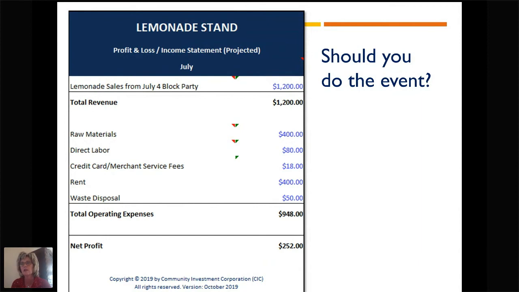So now we can look at the numbers. We had sales. We're going to estimate sales of $1,200. And then we know all these other expenses. So our revenue minus our total expenses comes up with a net profit of $252. So we have our budget, our projected P&L, with what we hopefully think are accurate numbers. So let's return to our main question. Do you think this job is worth it?